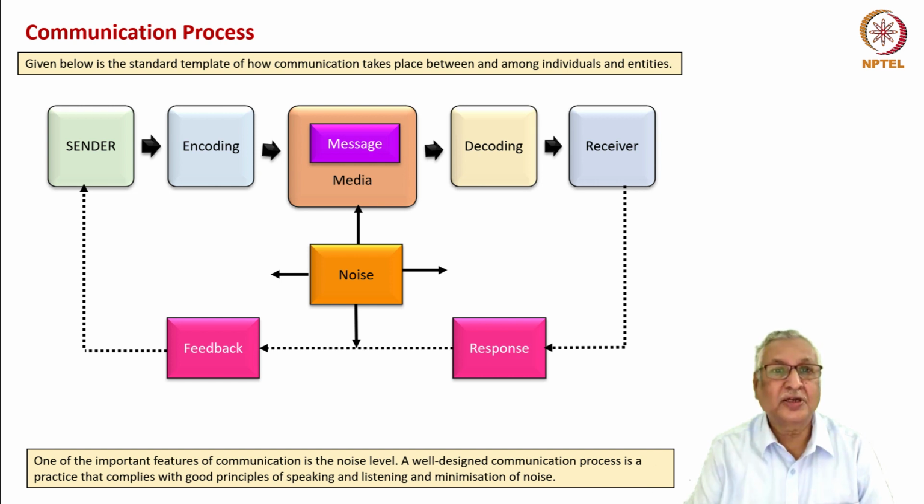What is a standard communication process? A standard communication process is one which moves from the sender to the receiver in terms of a message. The message is usually encoded by the sender in some language and it is passed on through the media, and the decoding takes place and the receiver receives the message, and based on the message the receiver sends a response and it goes as feedback to the sender. The media has all kinds of noise in transmitting the message.